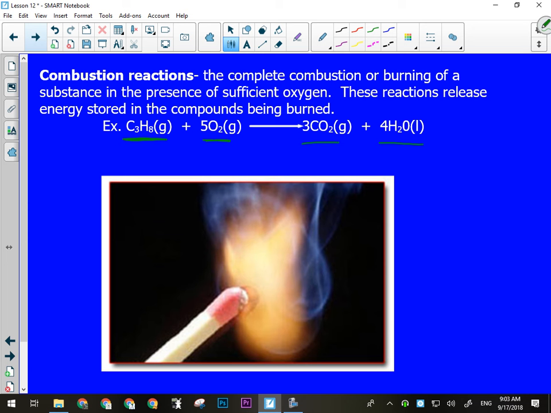There are how many carbons over here? 3. How many over here? 3. How many hydrogens over here? 8. And 4 times 2 over here is also 8. On the product side, how many oxygens are there?